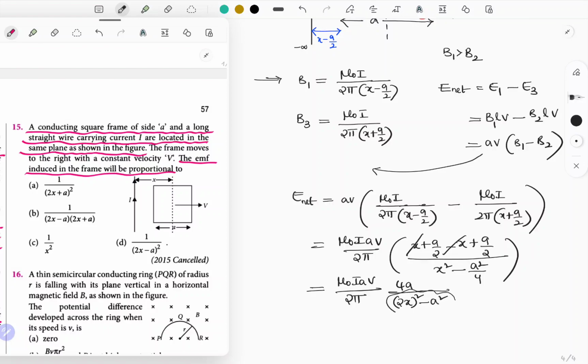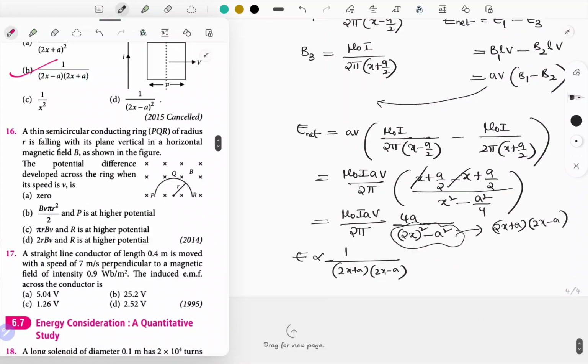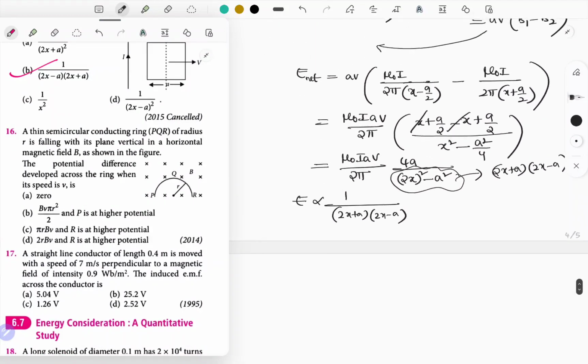So this 2x square minus a square can be replaced as 2x plus a into 2x minus a, right? So induced EMF is inversely proportional to 2x plus a into 2x minus a. Which option matches? Option B is the correct answer. Got it? Okay, let's move on to the next one. So 16th question.